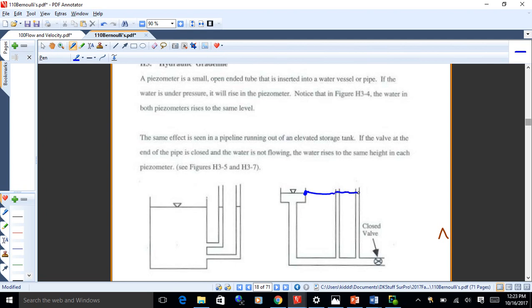points as if you put a piezometer in the pipe at different points and saw how high the water would rise. Okay. So if you have a closed valve, a hydraulic grade line would just be flat because there's no change.